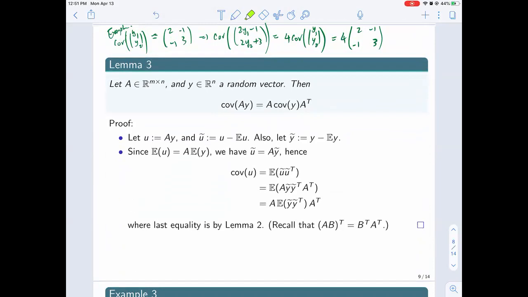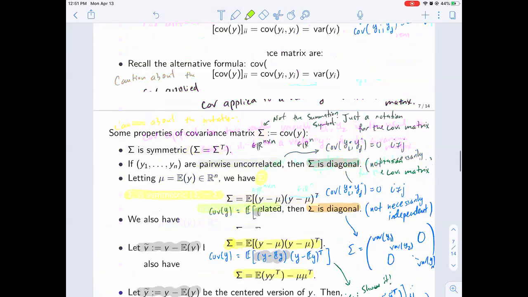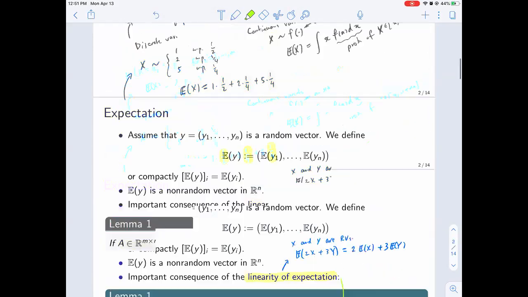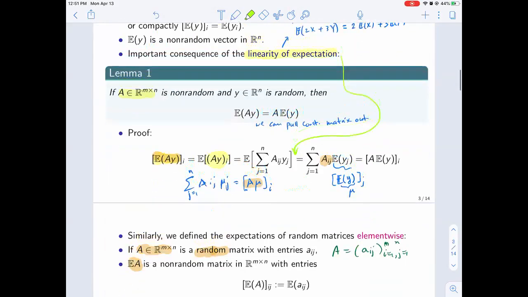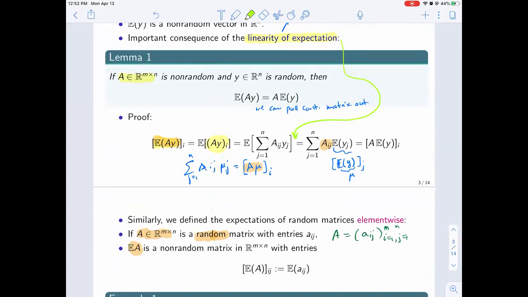Now, this is one of the most important formulas, this lemma three. If you go back, we did similar things with the expectation. So if you have a random variable y, and then you have a non-random matrix A, you form this new random variable by multiplying A times y, A by y.